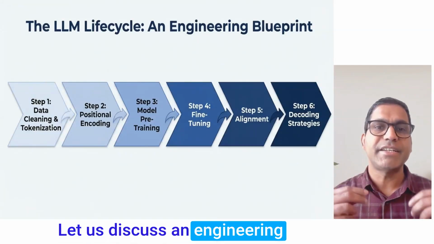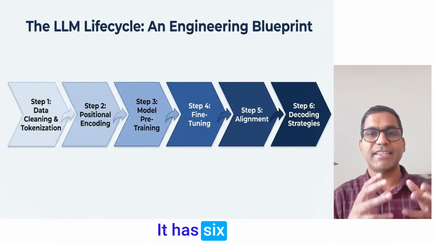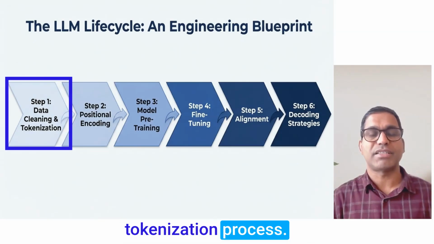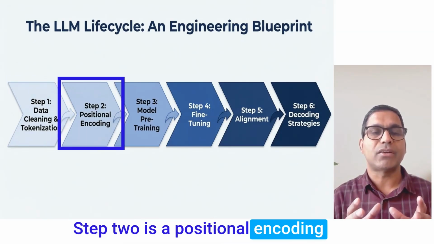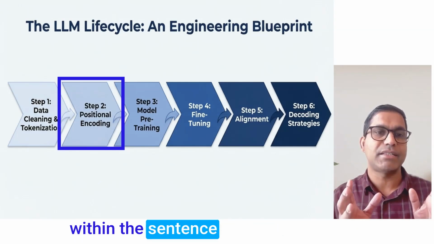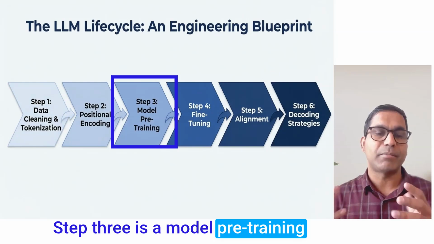Let us discuss an engineering blueprint of the large language model lifecycle today. It has 6 steps. Step 1 is the data cleaning and tokenization process. Step 2 is positional encoding, which will decide the position of the words within the sentence in the transformer. Step 3 is the model pre-training process.